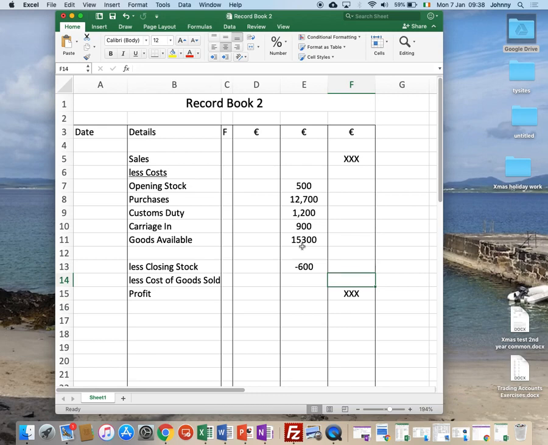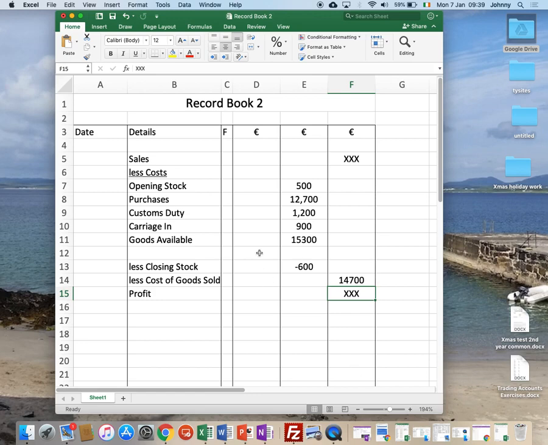At the end of the month, I counted all the goods that were left on the shelves and I found there was €600 worth of goods left. So what is the cost of the goods that I actually sold? 14,700. Where did you get that number from? I took 600 away from 15,300. Do you see that? So the cost of the goods that I actually sold is the 15,300 minus the 600 that were left. So not all of the 15,300 were actually sold. We okay with that so far?